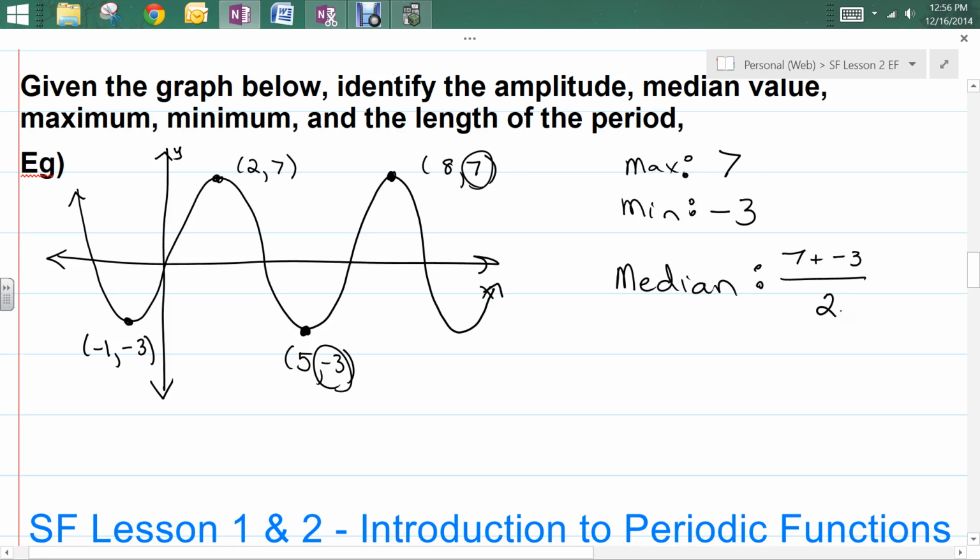You're just finding the average of them. Add them together. 7 plus -3 is 4. 4 divided by 2 is 2, so the median value is 2, which is exactly halfway between 7 and negative 3.